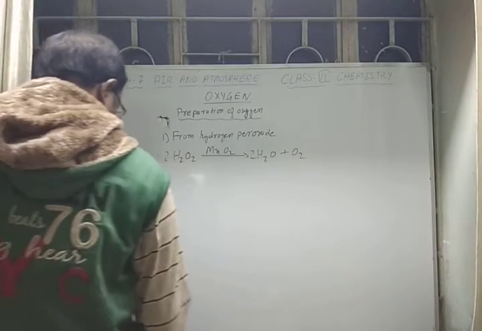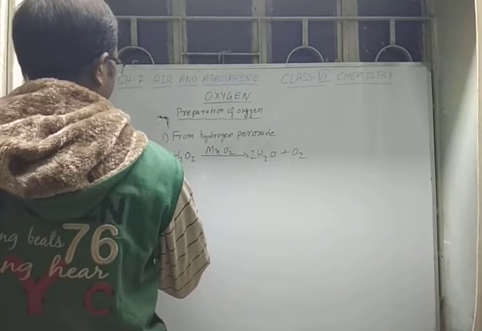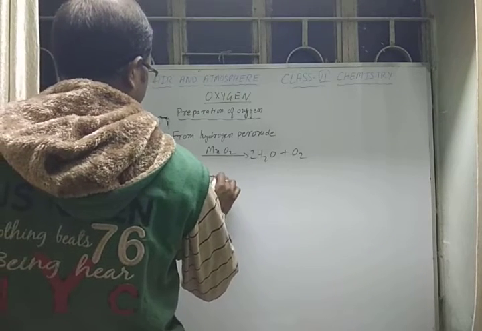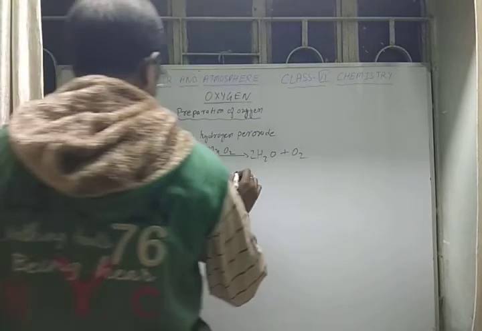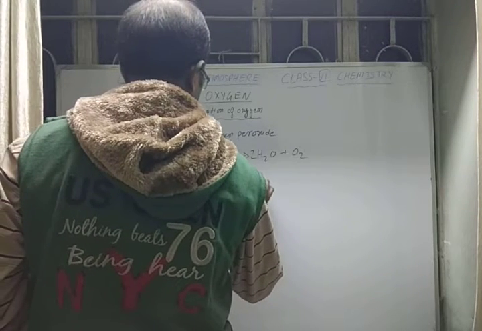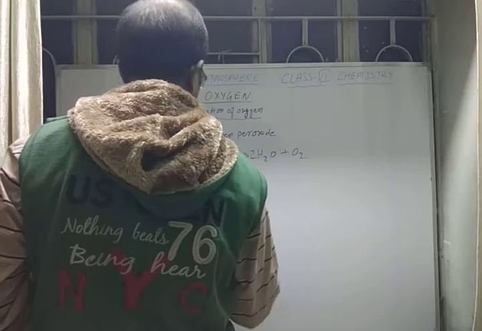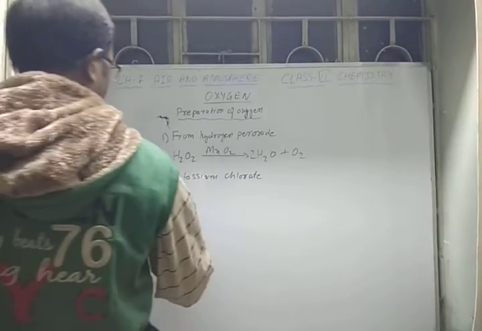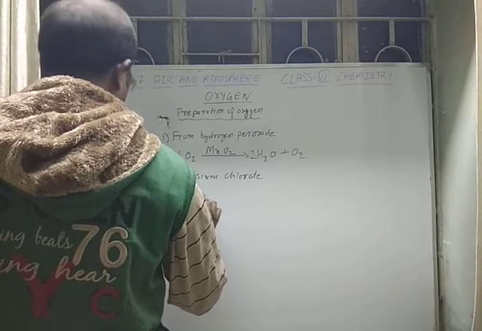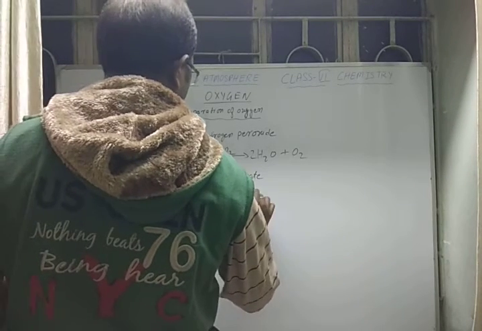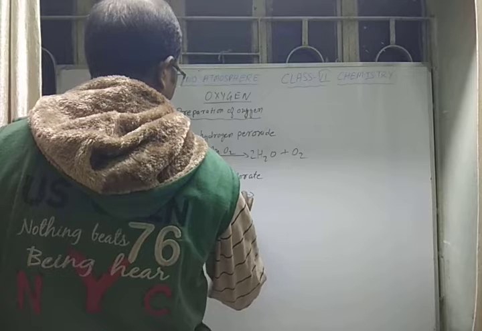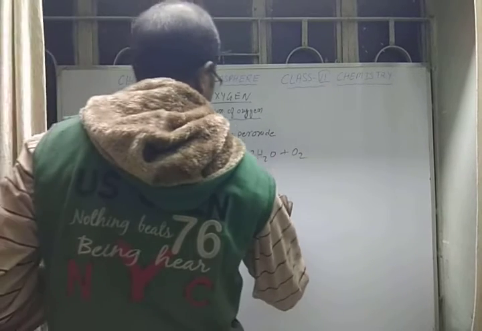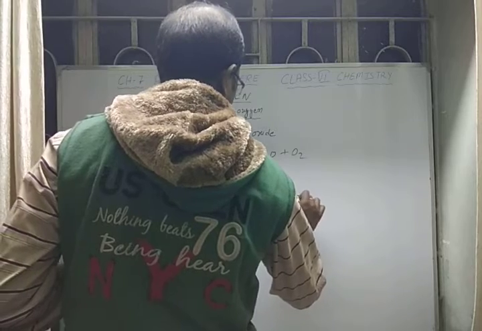Okay, now second is from potassium chlorate. Number 2, from potassium chlorate. Okay, so what we have to do here: the formula of potassium chlorate is KClO3. So again when you heat it in the presence of catalyst MnO2, we have to heat here. Okay, so you will get potassium chloride plus O2.